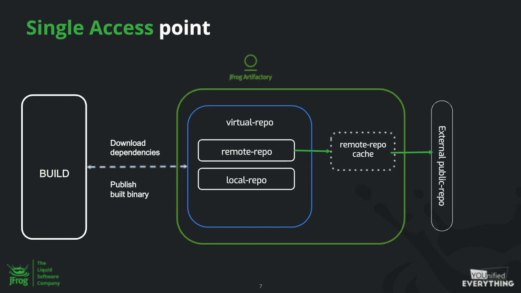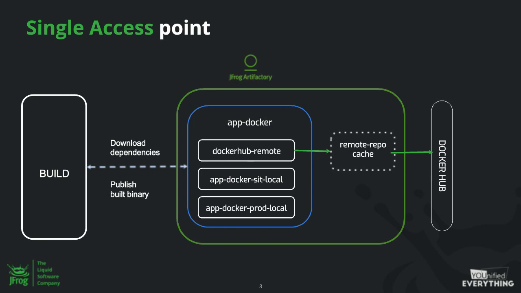And yeah, so if you want to have a real life example, this is for Docker. Here I will use, for instance, one virtual repository which will aggregate one Docker remote repository pointing to Docker Hub. On this slide I have not one but two local repositories. One is dedicated to deployment to my SIT environment, a system integration test. And another one is dedicated to deployment to my production environment, our production Kubernetes cluster use case.